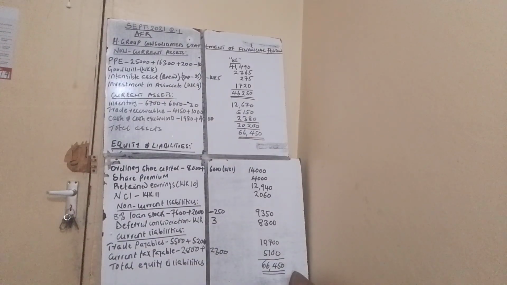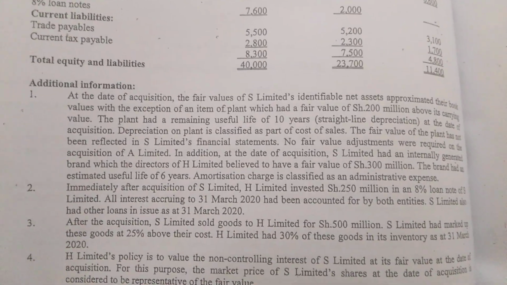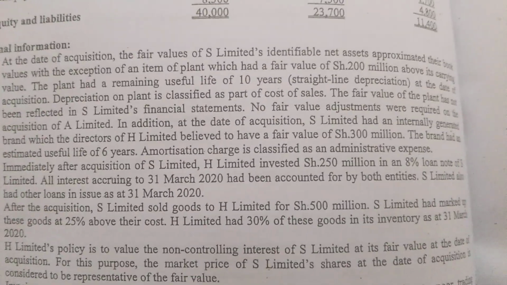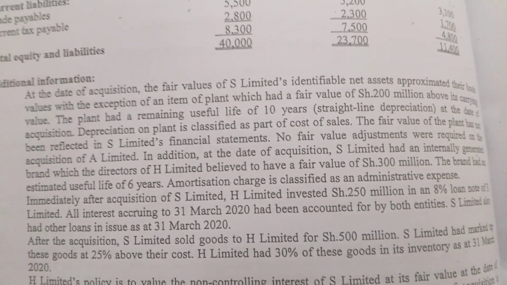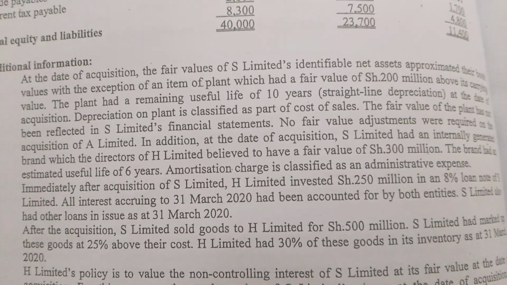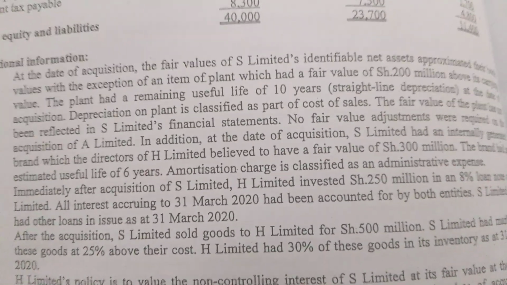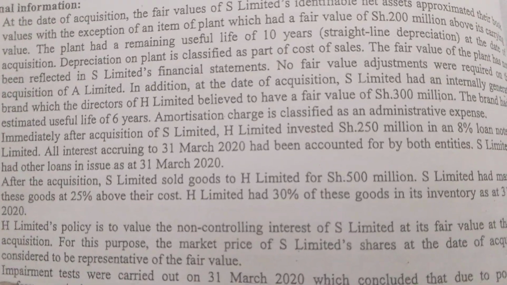Now let's see where our working number 4 is originating from. You go to additional information number 1, and that is where that information is originating from. Read point number 1. At the date of acquisition, the fair values of S Limited's identifiable net assets approximated their book values, with the exception of an item of plant which had a fair value of shillings 200 million above its carrying value. So the 200 is above the carrying value.